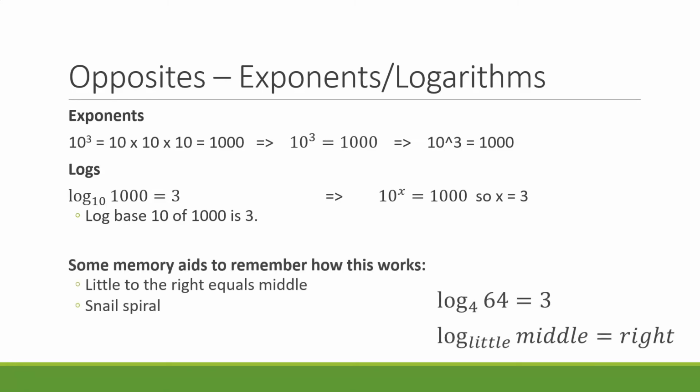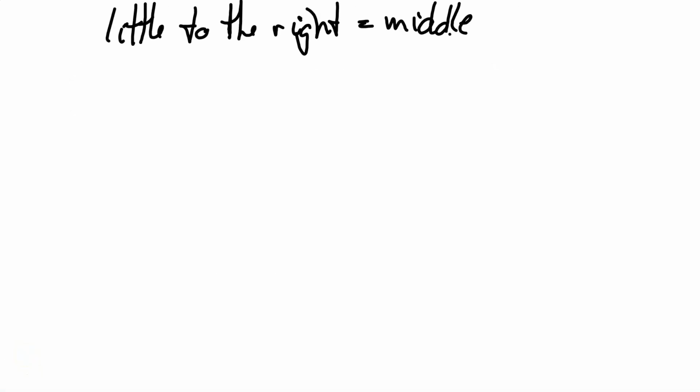There are some memory aids which some people use to help you remember how this works. One of the rules says, little to the right equals middle. Let's take a look at what that means. If we take an expression like log 4 of 1024 equals x, what this rule tells us is that we take the little number, which is written down below, raise it to whatever's on the right, and that will give us the number in the middle.